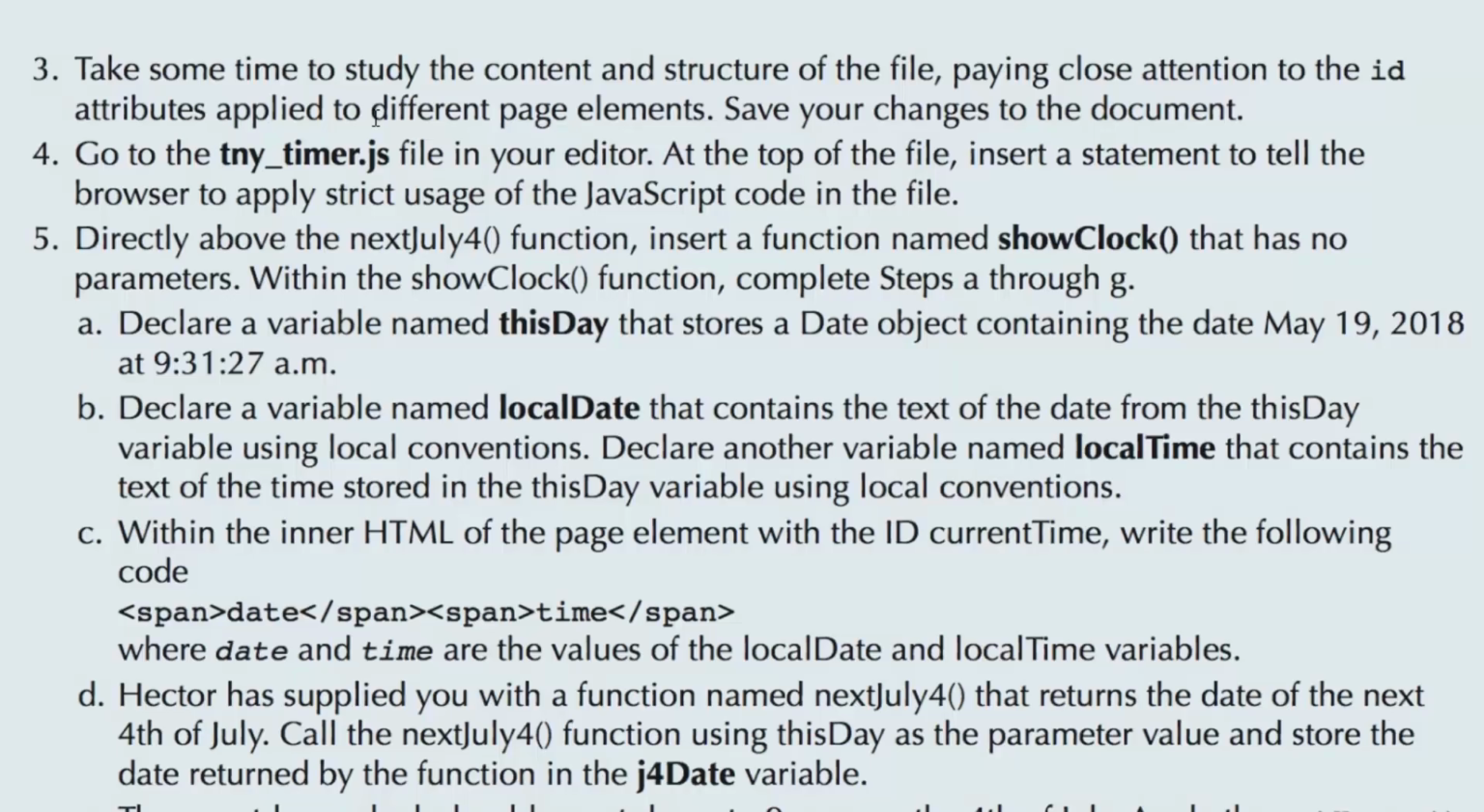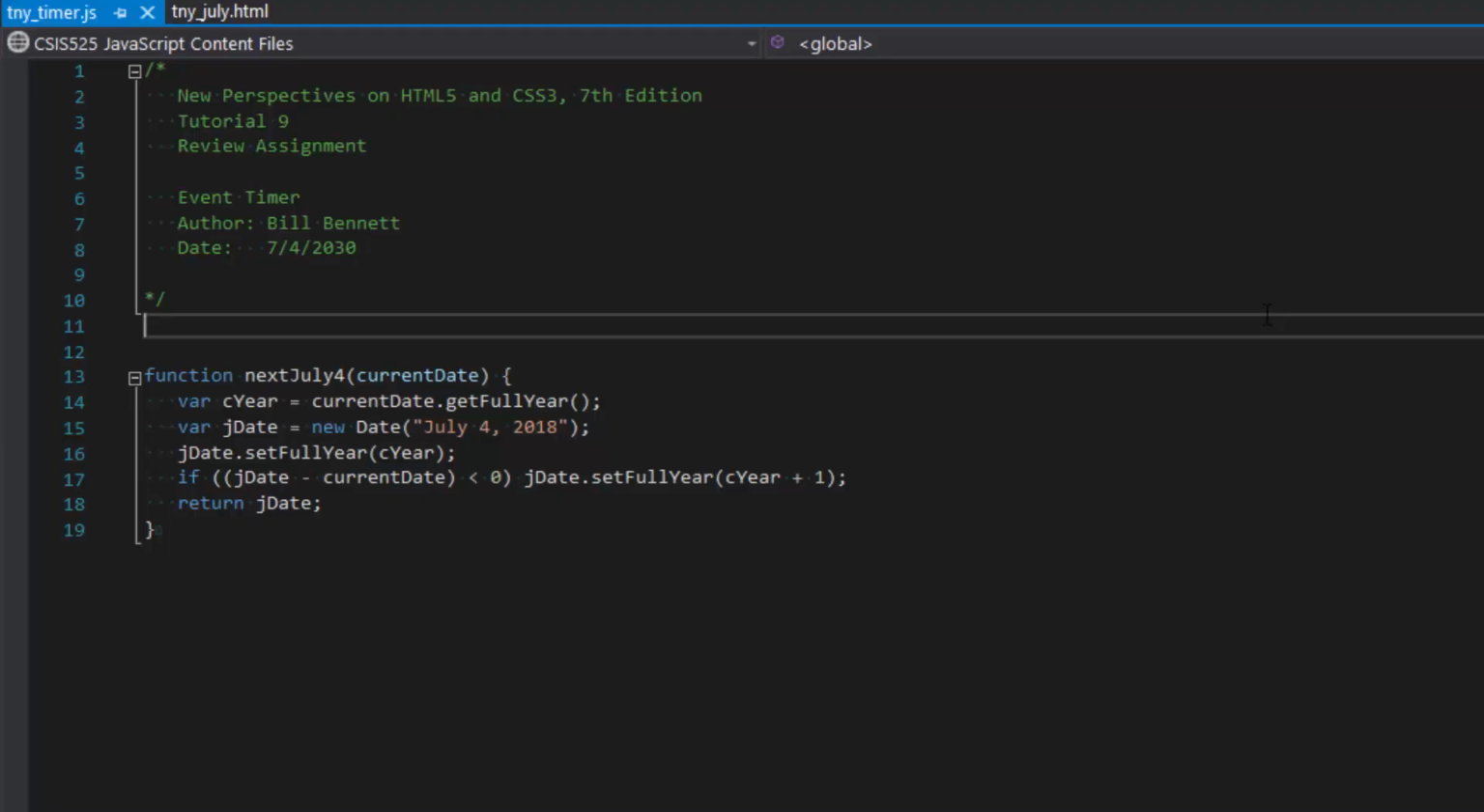In step 4, we're asked to go to the tny_timer.js file, and at the top of the file, insert a statement to tell the browser to apply strict usage of the JavaScript code in the file. So we want to run our JavaScript code in strict mode. So we'll just add that underneath of the comment here, use strict.